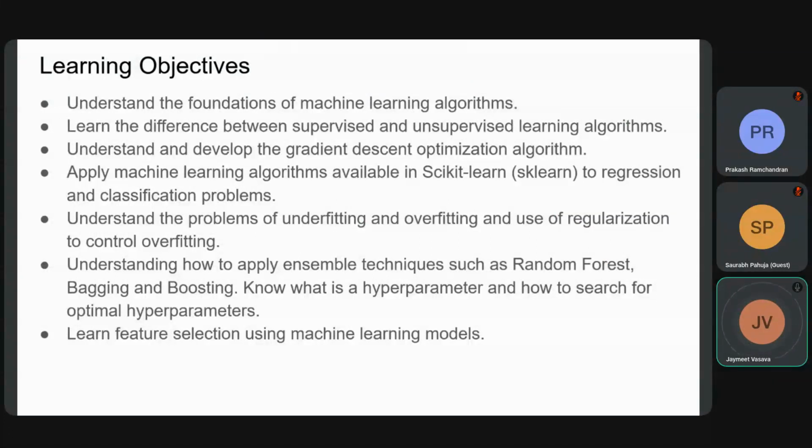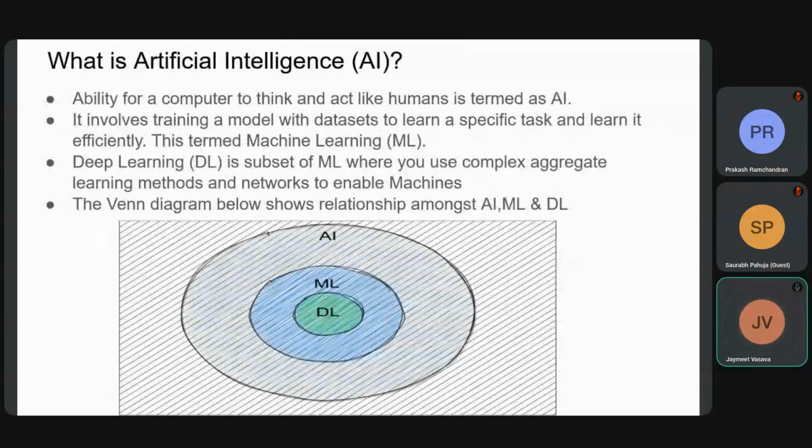So for module 6, there are also further discussions that will be taking place about random forest and the boosting techniques, and also the last point, the feature selection using machine learning models. So let's get started with machine learning.